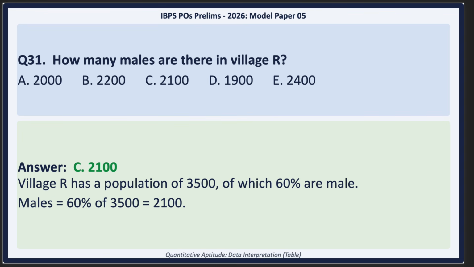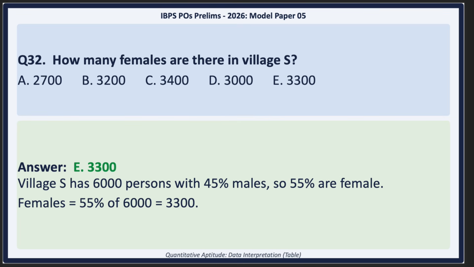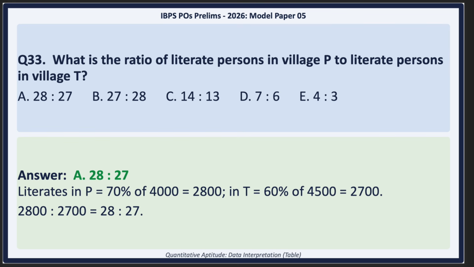And that same extraction logic applies to the rest of the table. So for question 32, it asks for females in village S, but the table only gives the male percentage at 45%. Right, so you just take the inverse. Yeah, the inverse means 55% are female out of 6,000, which chunks out cleanly to 3,300. Super clean. And question 33 asks for a ratio of literates in P to T.